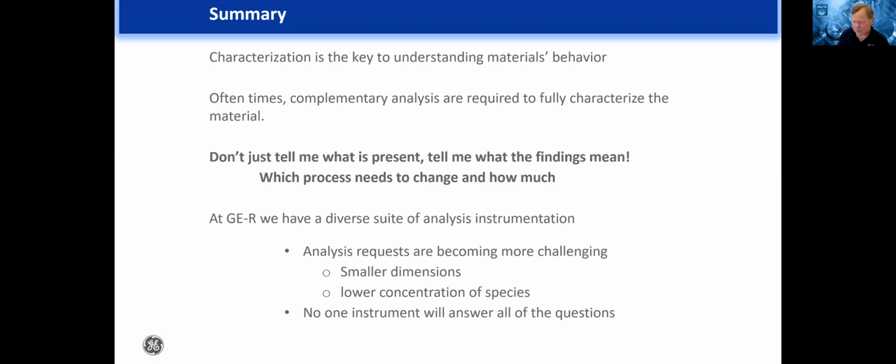When an analyst gets a sample, they shouldn't just tell the colleague, you have carbon, nitrogen, and oxygen. We have to help and we have to provide them the input as far as what the data means. The bottom line is we need to tell them what process needs to change and how much.